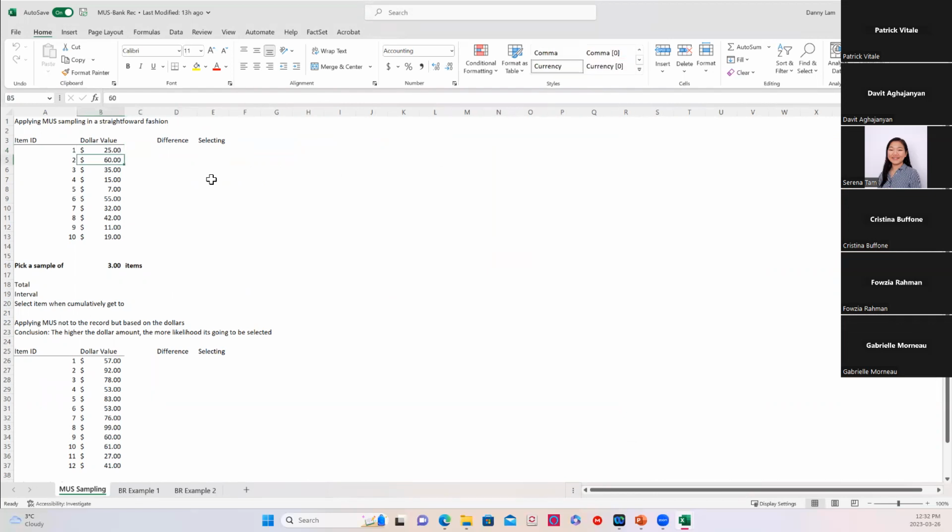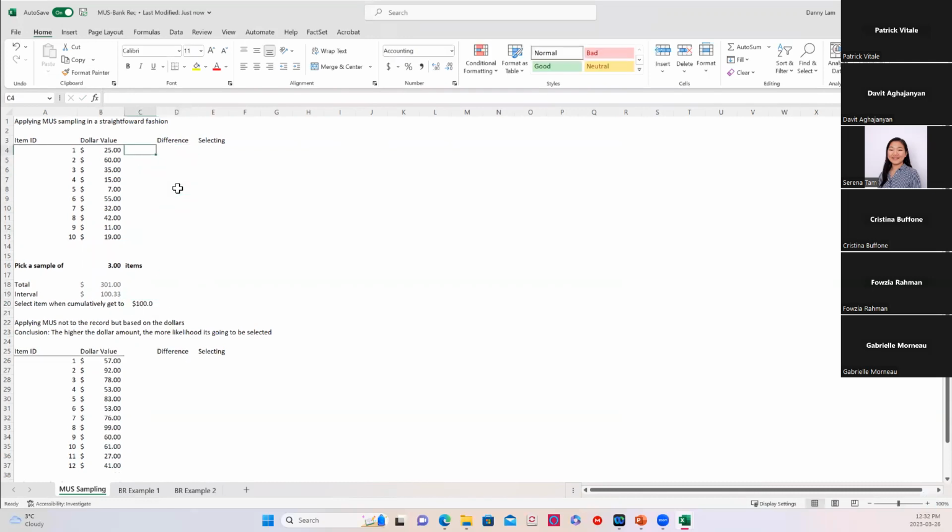Okay, so MUS, what you're going to be doing is that you take all the invoices. Key takeaway: the higher the amount, the more chance of being selected. So let's say they want you to pick a sample of 3 items out of the 10. You take the total sum of all the amounts, $301. The interval is this amount divided by the sample, so that's 133. We're going to round it to 100 dollars.